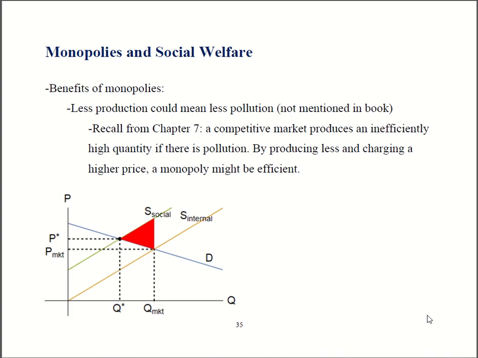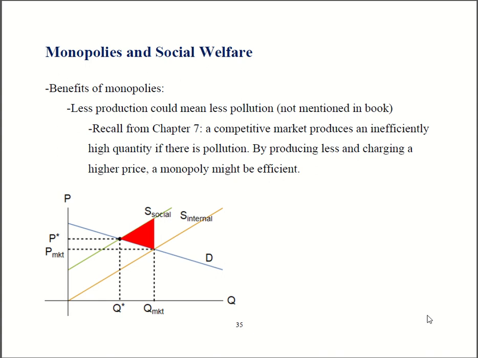Benefit number 2. Your book does not mention this, but it's an important point to be aware of. We talked about externalities earlier back in Chapter 7. Remember, an externality is some cost or benefit that is borne by a third party, and that cost or benefit is received outside the market. The classic example was pollution. Pollution affects the welfare of other people. However, there is no market for pollution. That's going to fit our definition of an externality very, very cleanly.